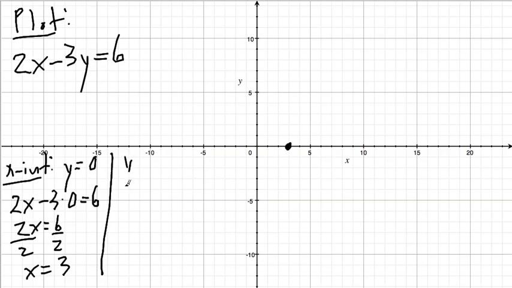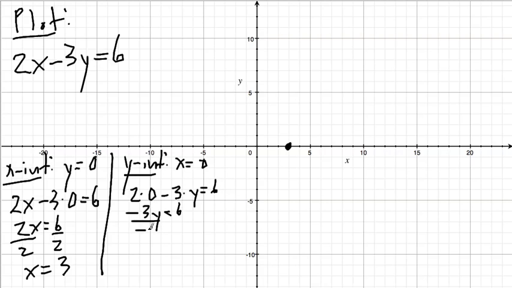To find my y-intercept, I set x equal to 0, which gives me 2 times 0 minus 3 times y is equal to 6, or negative 3y is equal to 6. I divide both sides by negative 3, and I get that y is equal to 6 divided by negative 3. That's a positive divided by a negative. Positive divided by negative is negative. 6 divided by 3 is 2, so I get negative 2. There is my y-intercept. And now I connect these points, and this is what the line looks like.